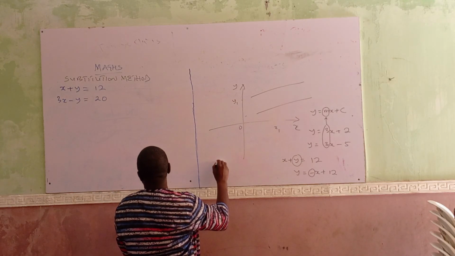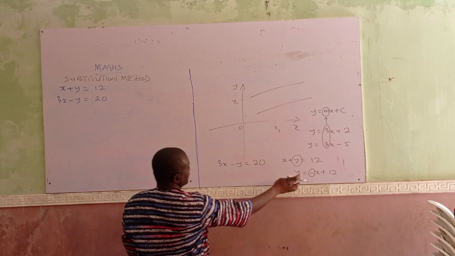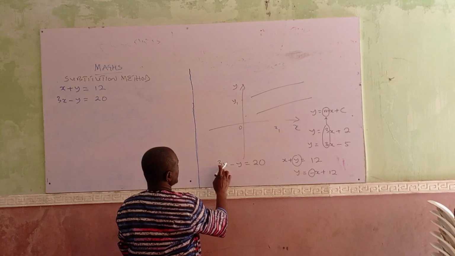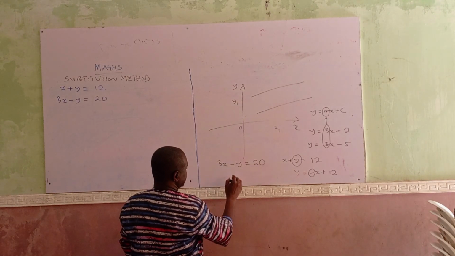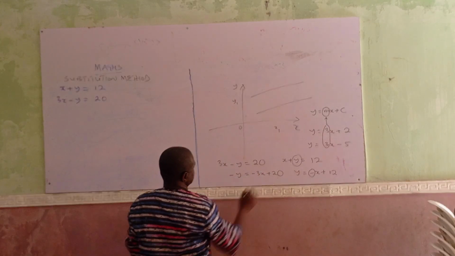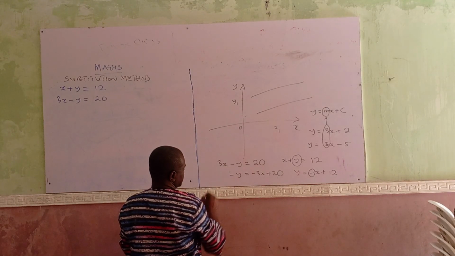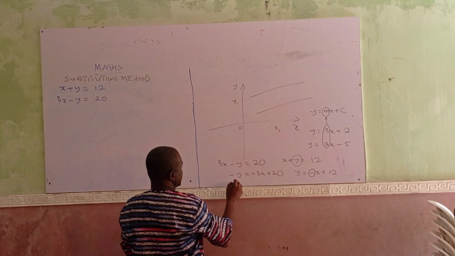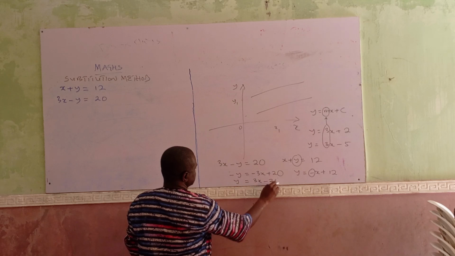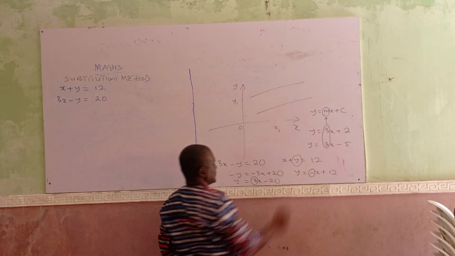I have 3x - y = 20. If I want to transform it to be in this form, where I make y the subject, I will transfer this from the left hand side to the right hand side. I have -y = -3x + 20. Is that okay? So I have to remove this minus here, so I multiply both sides by minus. So I have y = 3x - 20. So that means the coefficient here, which is the same thing as this one, m, is 3.